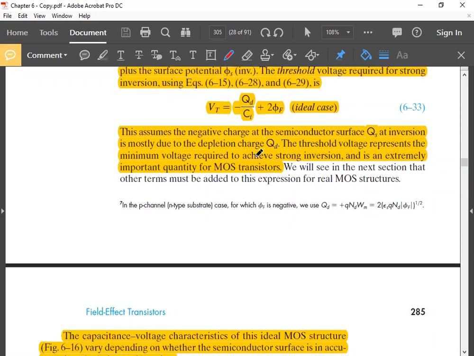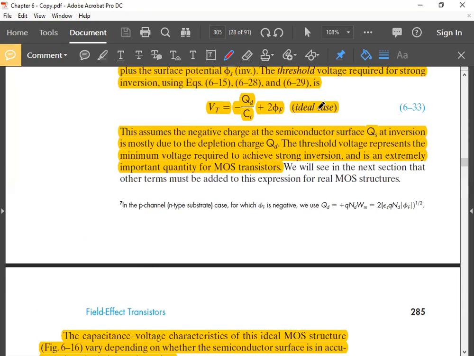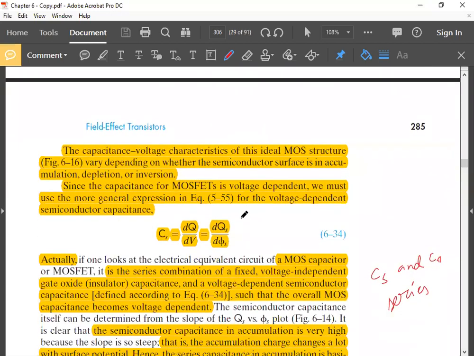Now, before going to the real case, this is the ideal case. We have ignored actually two effects here. So when we consider the two effects, which is the practical scenario, two more terms will be added to Vt. But before going there, just a detour, some discussion on the capacitance versus gate voltage of MOSFET.